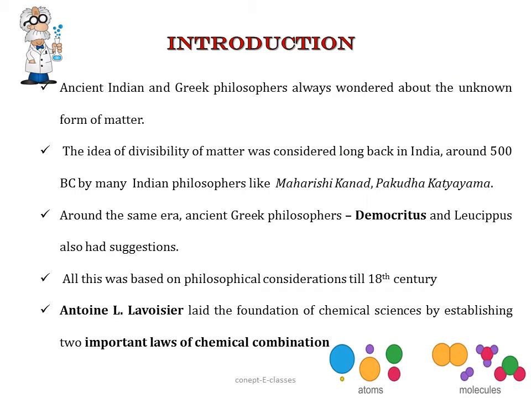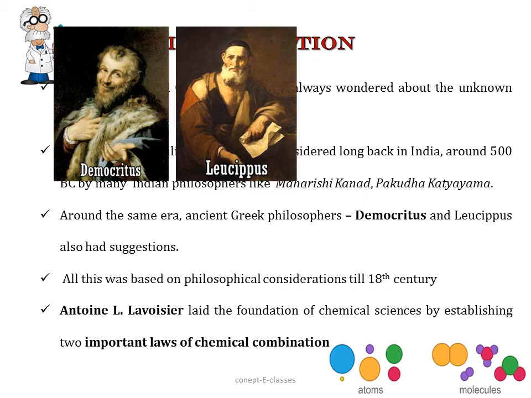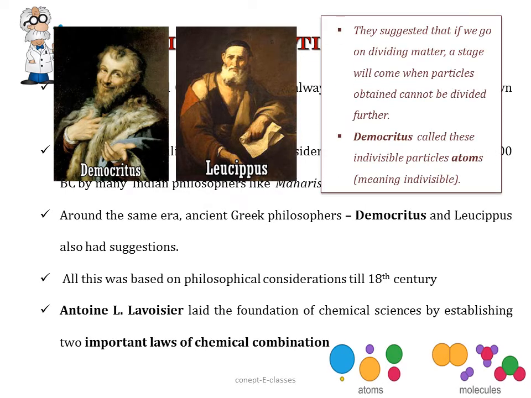And it was around the same era that ancient Greek philosophers like Democritus and Leucippus also had some suggestions. Just like Maharshi Kanad, Democritus and Leucippus also suggested that if we keep on dividing matter, a stage will come when the matter cannot be divided further. And Democritus called these indivisible particles atoms. What do you mean by indivisible? It is a stage where it cannot be divided again. So Democritus named these indivisible particles as atoms.